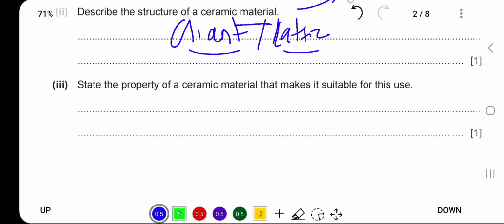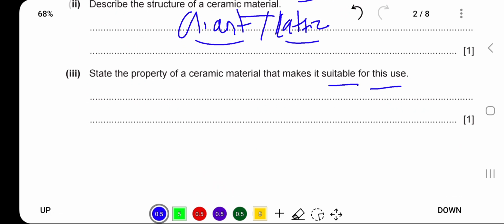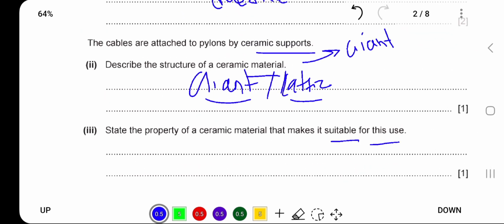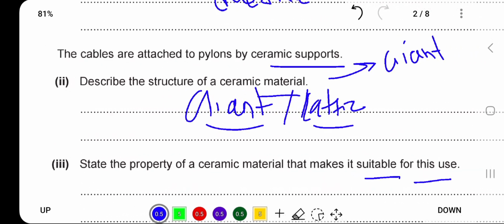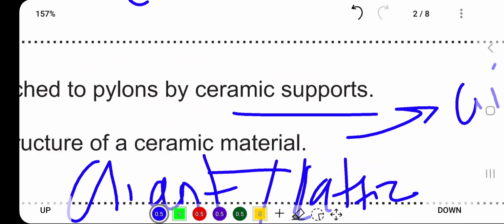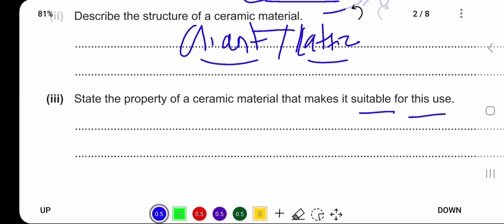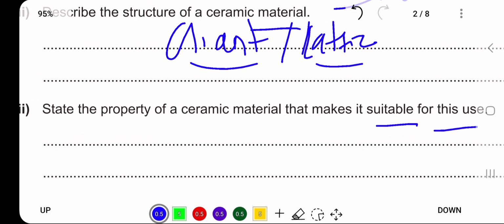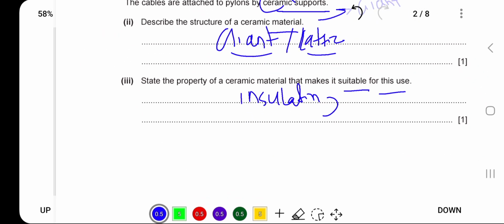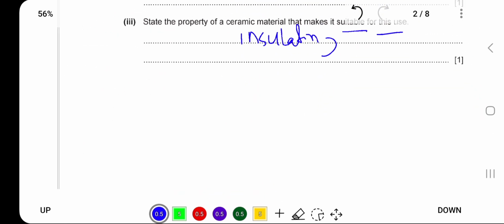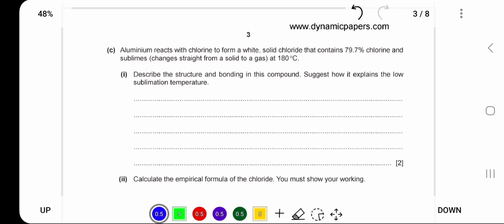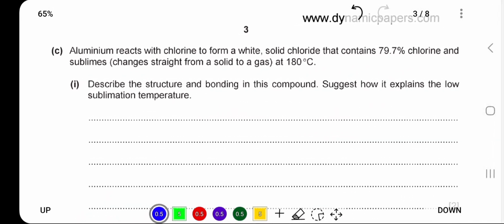Anyways, state the property of a ceramic material that makes it suitable for use. The cables are attached to pylons by ceramic support. Look, here it is more about understanding. Just understand that it is used for insulating. When you read the question, you can understand why it is a ceramic support: it must be an insulator to not allow electricity to come to our hand or whatever.